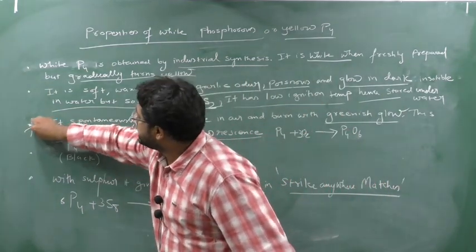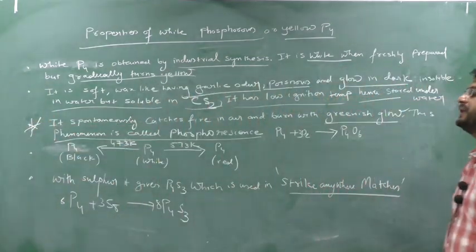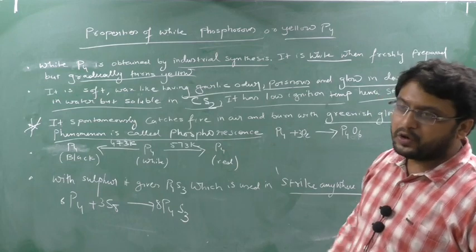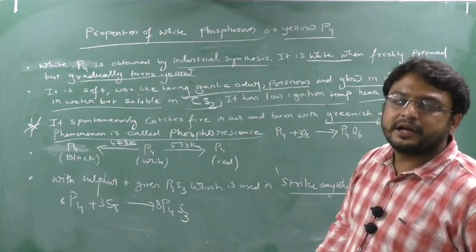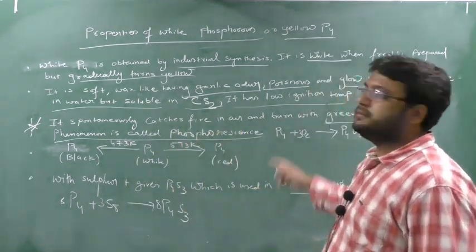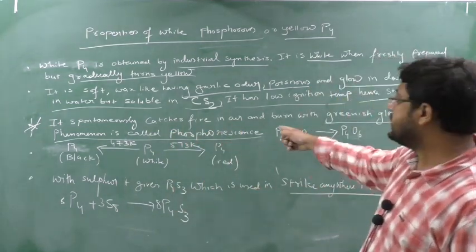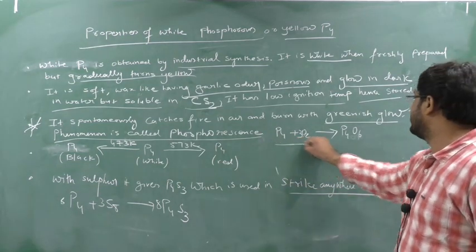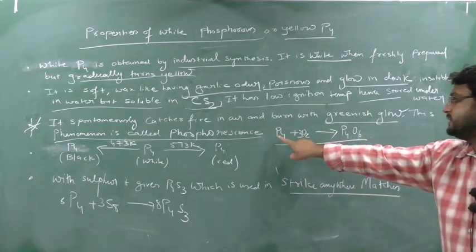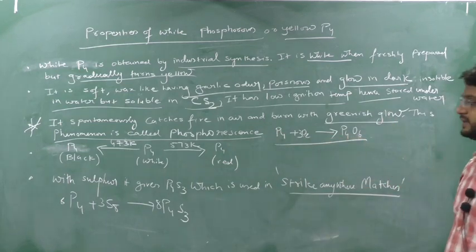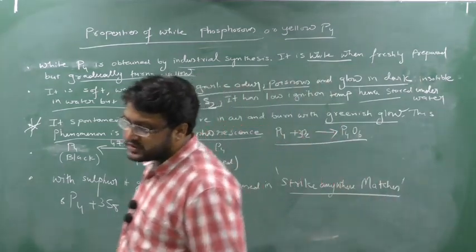This point is very important, so please mark it as a key point: it spontaneously catches fire whenever it comes out of the water, or whenever it is exposed to the atmosphere of oxygen. It burns with a greenish glow, and this phenomenon is known as phosphorescence. This is the reaction: P4, white phosphorus, reacts with oxygen to form P4O6.